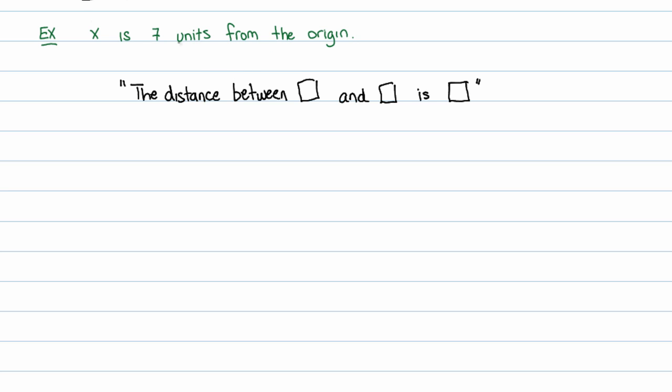So we have to figure out what they're talking about. What is the distance, and then what are the two objects you're finding the distance between? Generally speaking, whatever follows the word is our distance. So is 7 units means that 7 is our total distance that we're concerned with. And the two objects we're concerned with are x and the origin, which is 0. The distance between x and 0 is 7.